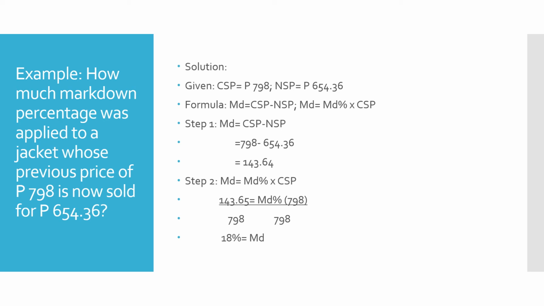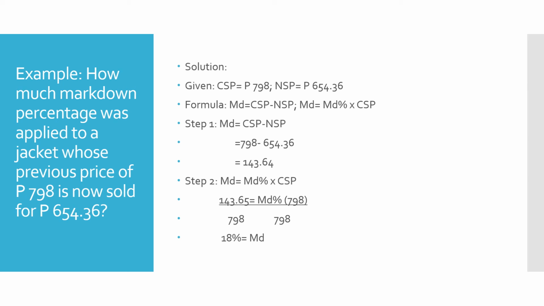Now, what is the formula again? Markdown is equivalent to the current selling price minus new selling price, or markdown is equivalent to markdown percentage times current selling price or the previous selling price. Step 1, since ang given ay the current and the new selling price, so minus lang natin siya. 798 minus 654.36. Now, your markdown amount is 143.64.